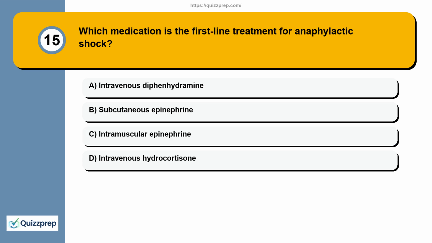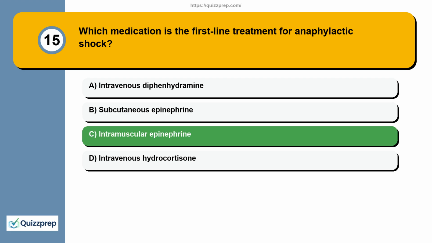Question 15. Which medication is the first-line treatment for anaphylactic shock? Here are your options. Option A. Intravenous diphenhydramine. Option B. Subcutaneous epinephrine. Option C. Intramuscular epinephrine. Option D. Intravenous hydrocortisone. The correct answer is option C.